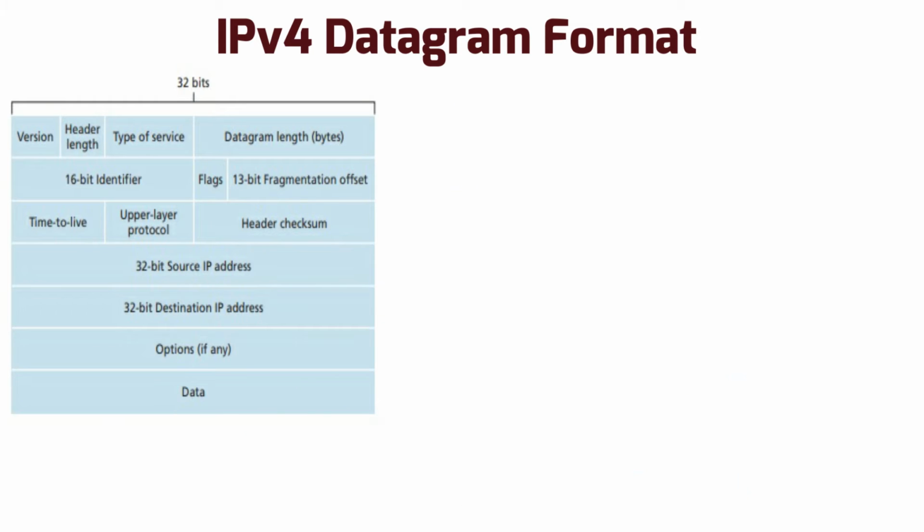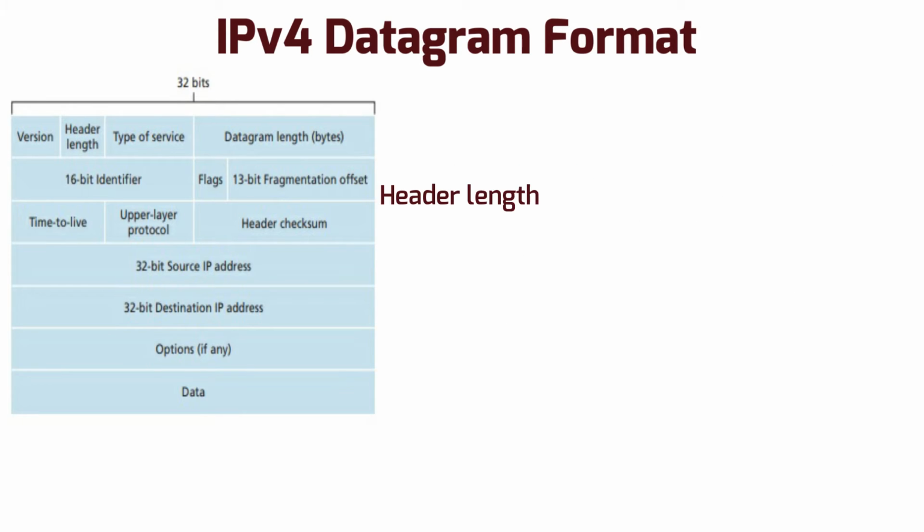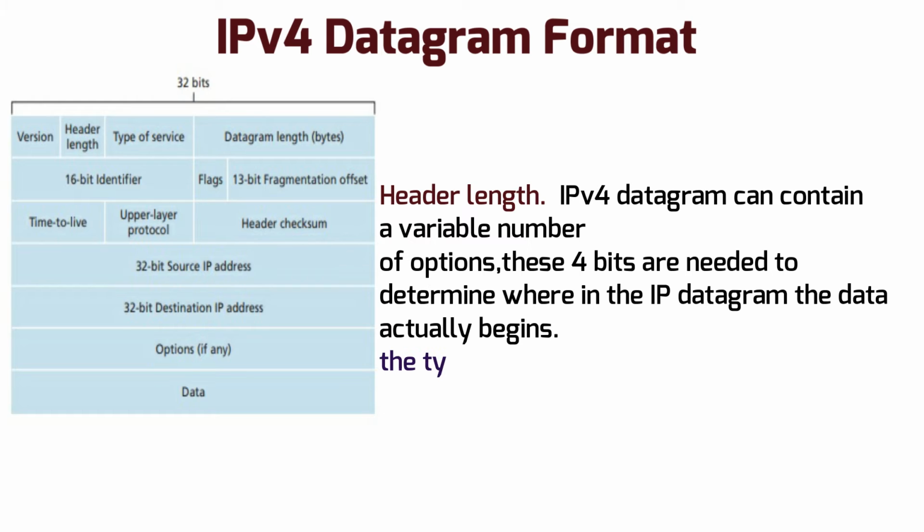Version number: these 4 bits specify the IP protocol version of the datagram. In this case, it is the value 4, that is, this field containing the value 0100 indicates version 4. Next, header length. An IPv4 datagram can contain a variable number of options, which are included in the IPv4 datagram header. These 4 bits are needed to determine where in the IP datagram the data actually begins. The typical IP datagram has a 20-byte header.